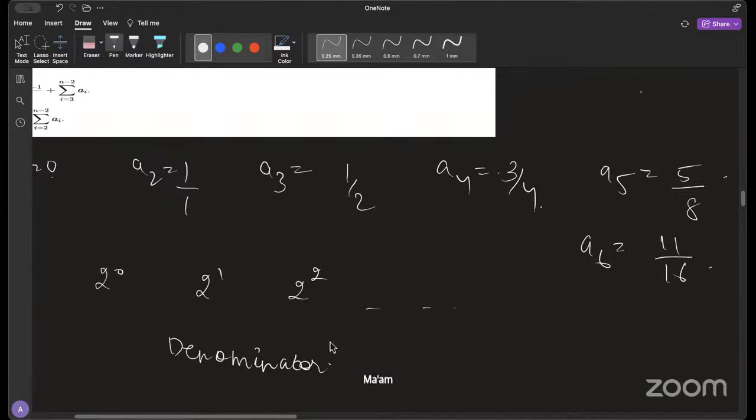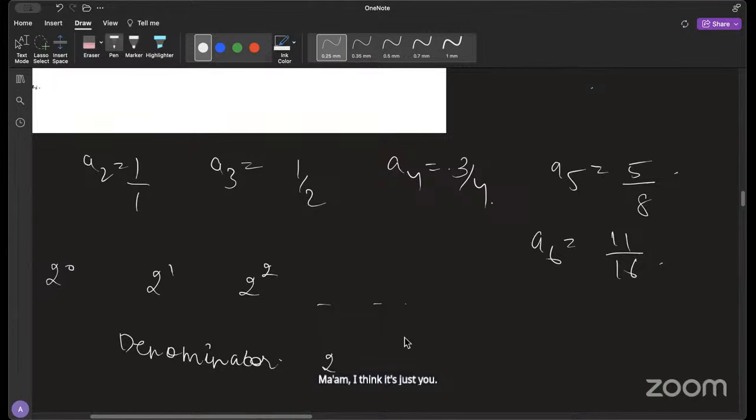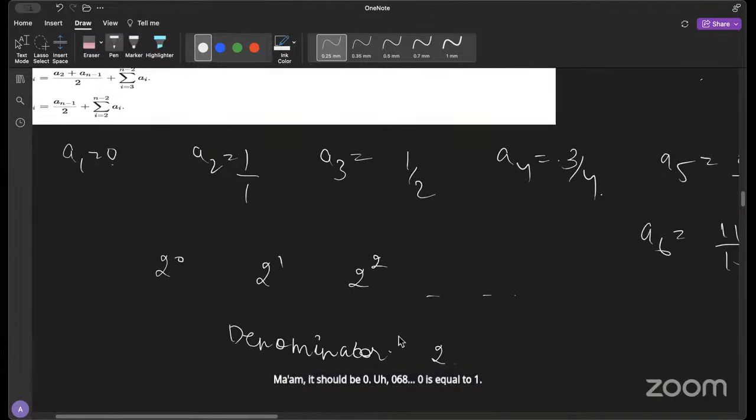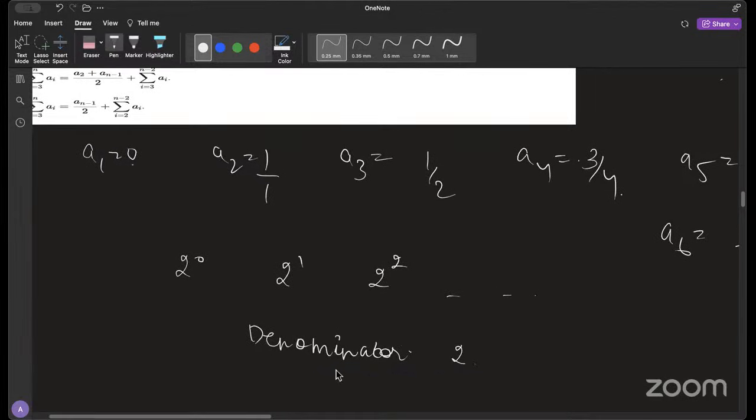Ma'am, I think it's just 2. Ma'am, it should be 0. 0 is equal, A is 0 is equals to 1. We're talking about the denominator of these terms. We're trying to find the relation in the denominator, a sequence of denominators.